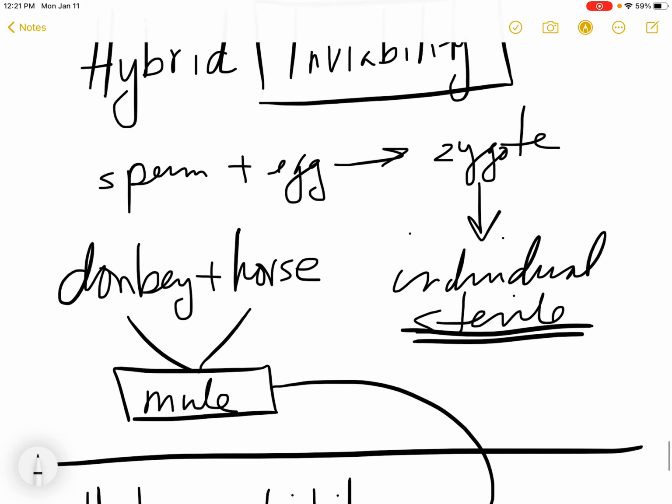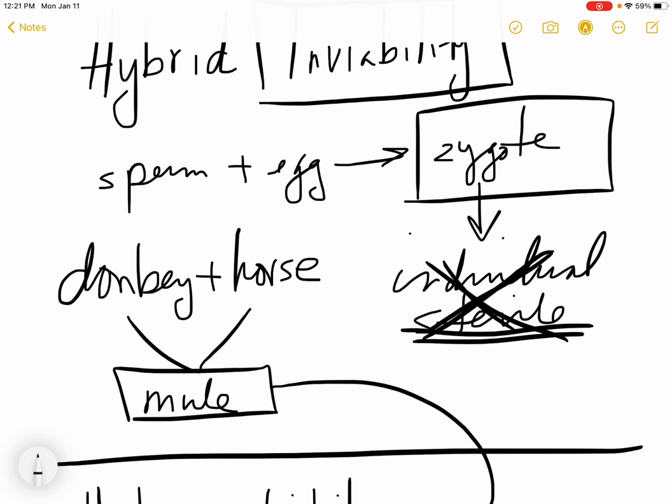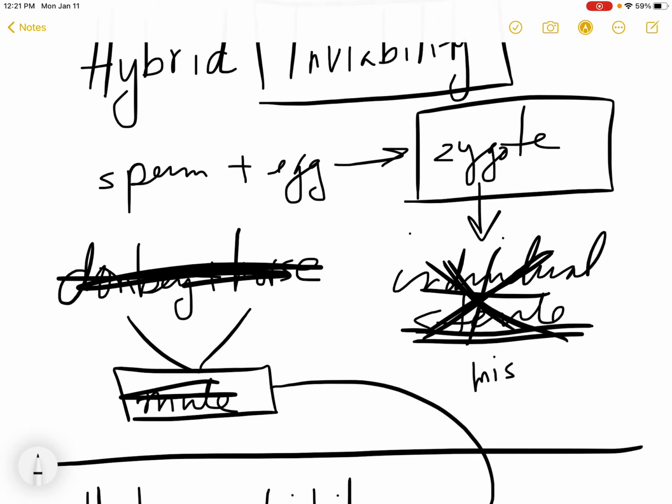So the hybrid inviability usually means the zygote itself is inviable. So it doesn't usually get to the point where it becomes an individual. I should have mentioned that. So let's cross this out. The zygote forms but dies before it grows up, before it basically reaches term in the pregnancy. It doesn't actually make it. So you're talking about a miscarriage here. So let's write the word here, miscarriage, to remind us of that.